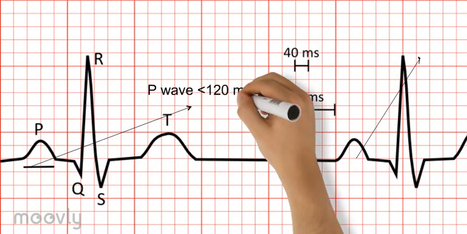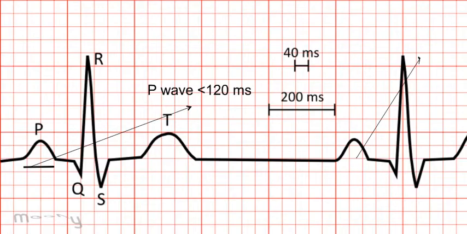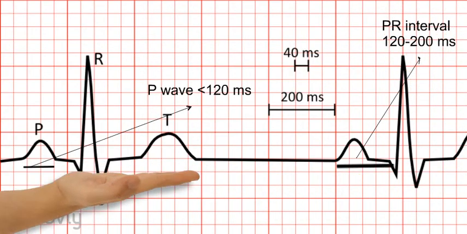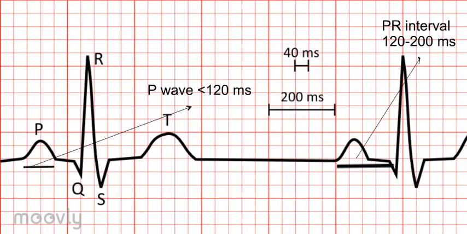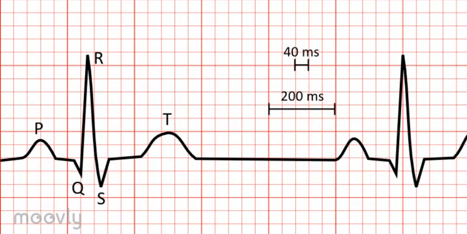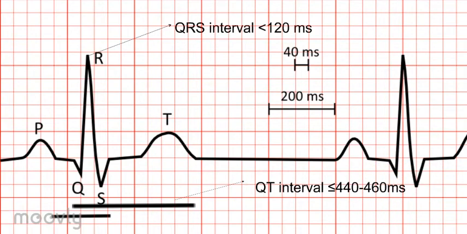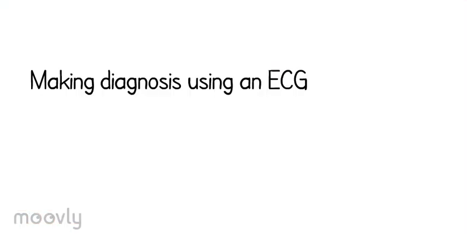The P wave, for instance, in a normal individual should be less than 120 milliseconds, whereas the PR interval should range between 120 to 200 milliseconds. The QRS interval should be less than 120 milliseconds, whereas the QT interval should be less than or equal to 440 to 460 milliseconds. Now let's use the ECG parameters we just talked about in making diagnosis.